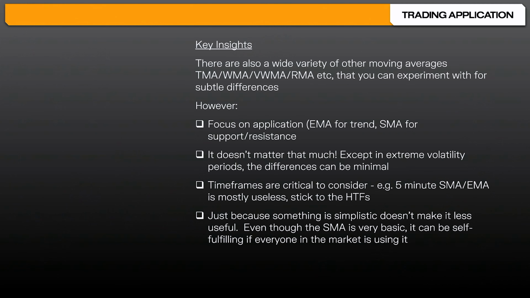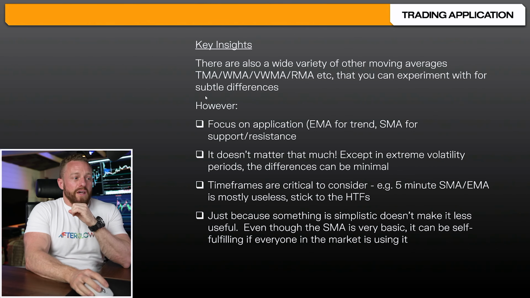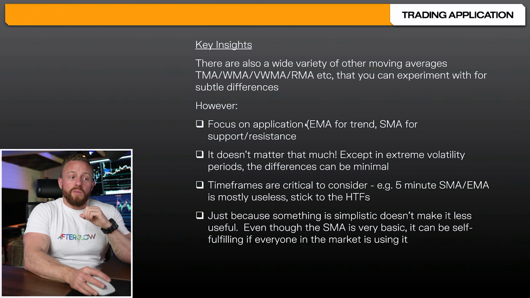It can be tempting to get carried away with all these subtle differences between EMA, SMA, TMA, WMA, and all the examples we saw on the whiteboard earlier. So just remember to focus on what you're really trying to do here, and that is applying this so you can make successful trades. As a general rule, I find it best to use the EMA for trend and use the SMA for support and resistance levels, because it just works.